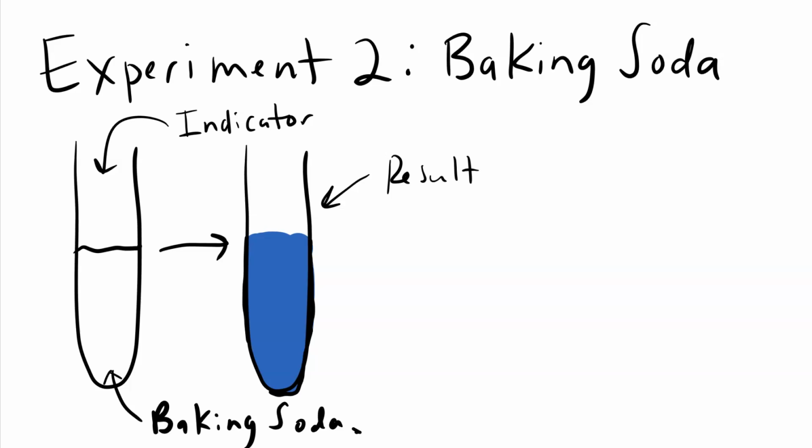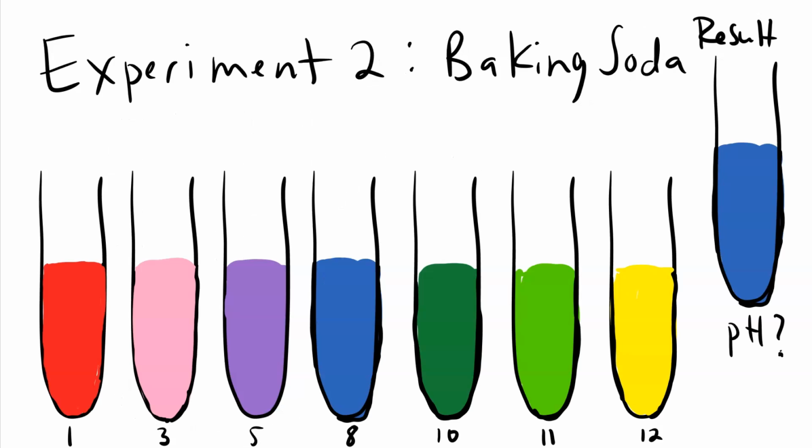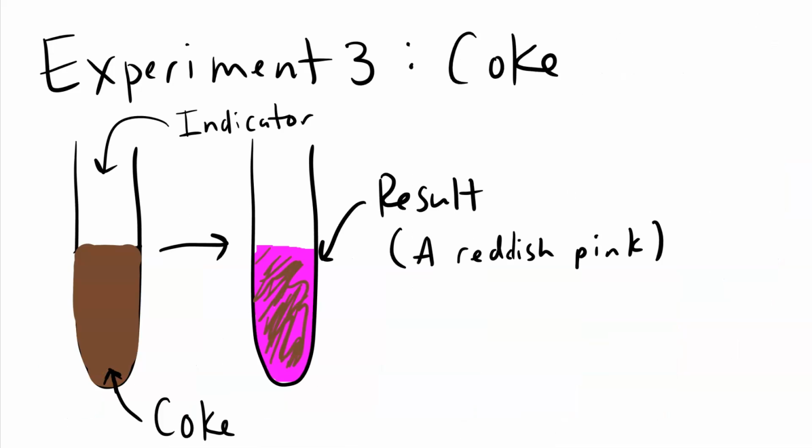Experiment 2, baking soda. So you add baking soda to a test tube, then you add the indicator, the color turns into blue. So if you compare that to your color scale, what is the pH of baking soda? Experiment 3 is Coca-Cola, which is brown. So you mix it up, you get sort of this suspension of a pinkish red. So it's like a magenta.